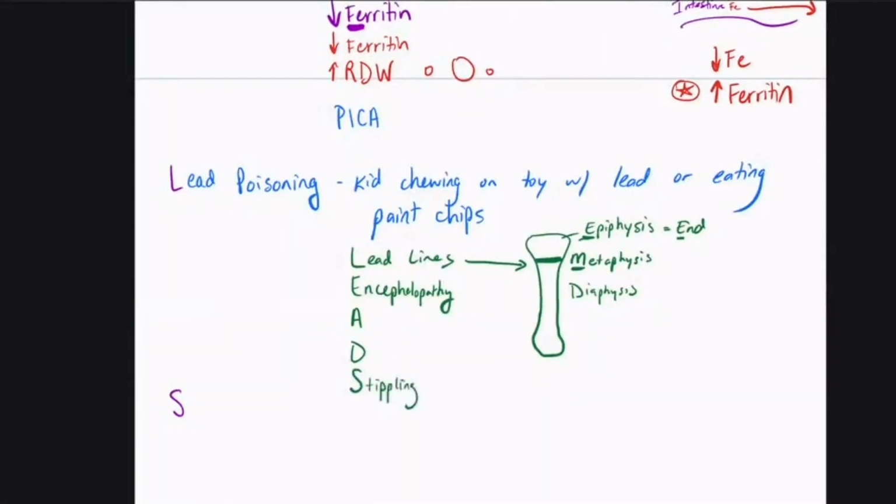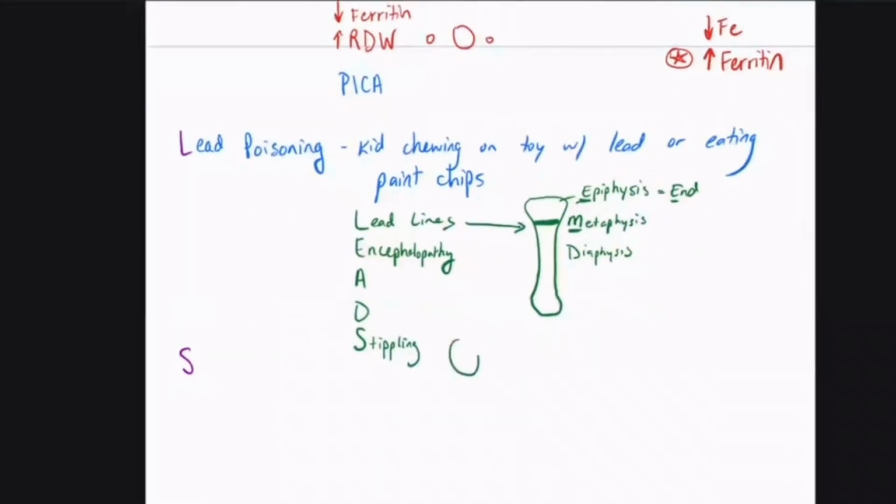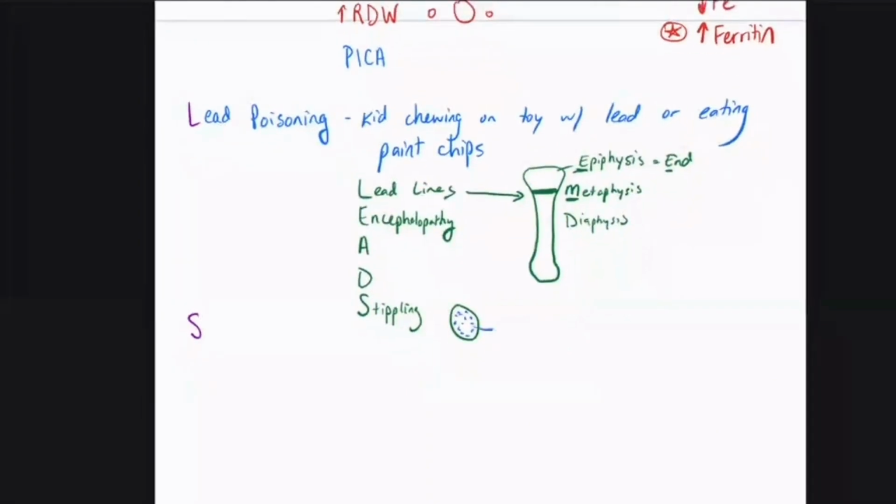So what does that mean? What is stippling? If you look at a red blood cell, there are going to be blue dots all throughout the red blood cell. That's called basophilic stippling. Basophilic just means blue, so remember, B for basophilic, B for blue.